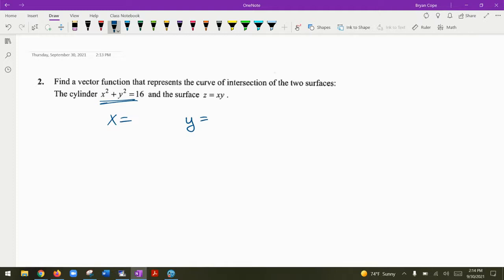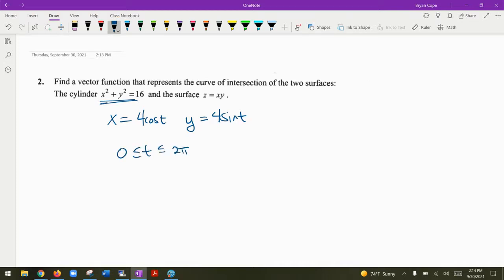Let x be 4 and y be 0. That would only be a point, so that wouldn't introduce a parametric. How do we do a circle? How do we do the unit circle? Sine and cosine. So we're going to do that for this. So let's let x be 4 cosine t and y be 4 sine t. Okay? And then therefore, we should really let t vary between 0 and 2 pi to get ourselves all the way around the cylinder.